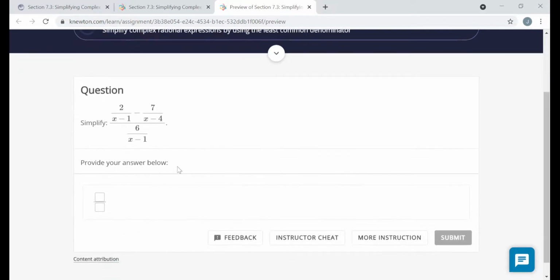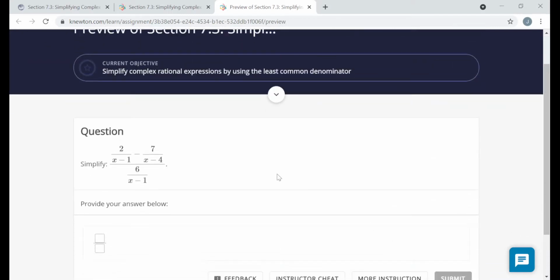Alright, then you have your questions. And every question should have a feedback button at the bottom where you can send feedback to Knewton if you wish. You will not be seeing the instructor cheat button. It's for instructors only. But you will have the more instruction button, which I would recommend using when you're struggling. You click on this, and you'll be provided with reading material or videos that'll hopefully help you with whatever objective you're working on.